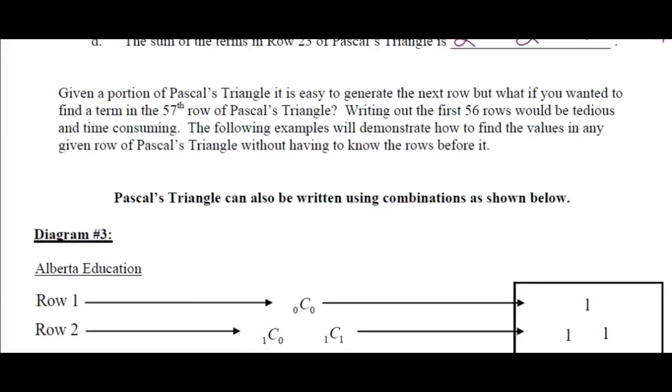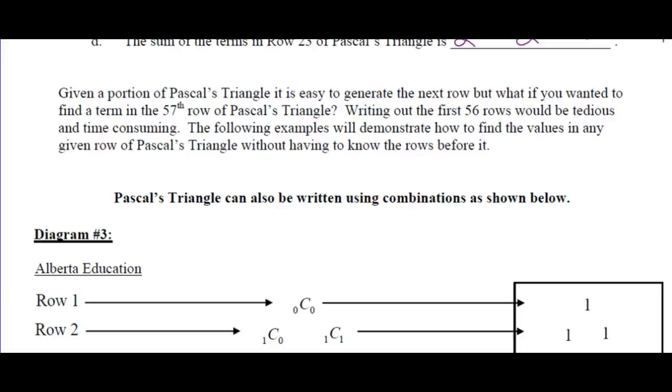Given a portion of Pascal's triangle, it's easy to generate the next row, right? We had the first 6 rows, we generated the 7th and 8th, or for the first 5, we generated the next 2. What if you wanted to find a term in the 57th row? Either you carry it down, get row 56 done, and now you can generate row 57. That's called a recursive definition. A recursive definition just means in terms of what came before, which means you need what came before. If I want to do the 57th row, I need the 56th row.